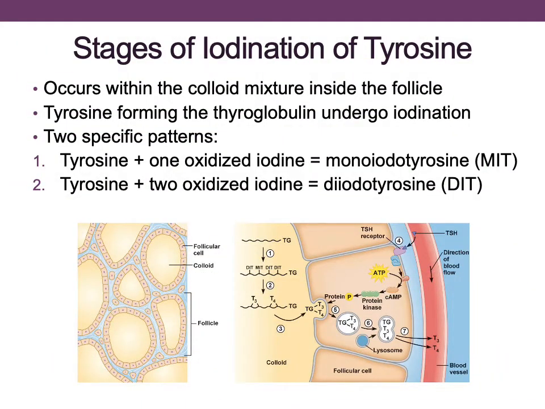The stages of iodination of tyrosine occur within the colloid mixture inside the follicle. It starts with tyrosine that forms the thyroglobulin undergoing iodination. It does this in two specific patterns. One is the tyrosine amino acid linked with one oxidized iodine, also called monoiodotyrosine, abbreviated MIT. The second way is a tyrosine amino acid linked with two oxidized iodines, and that is called diiodotyrosine, or abbreviated DIT.